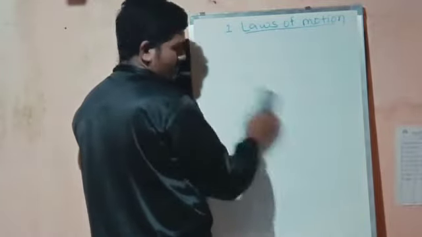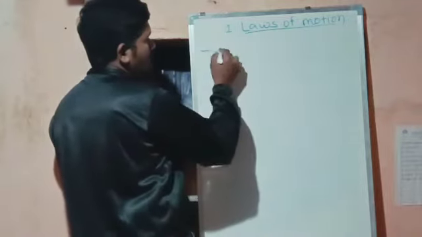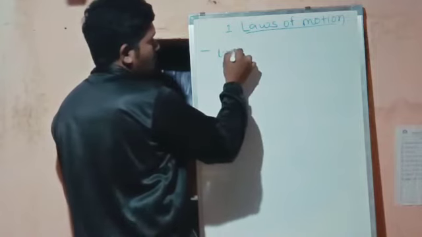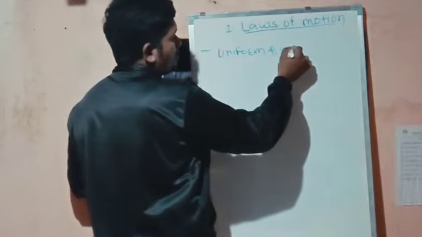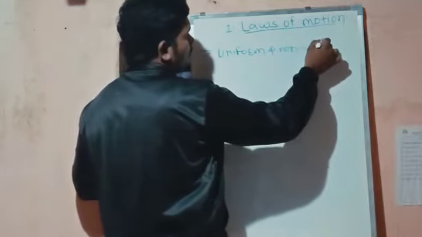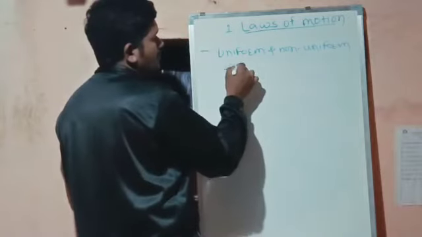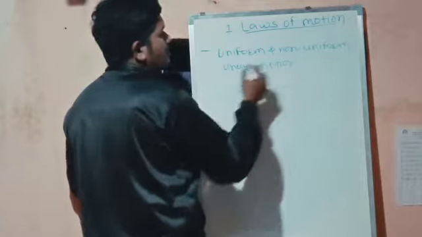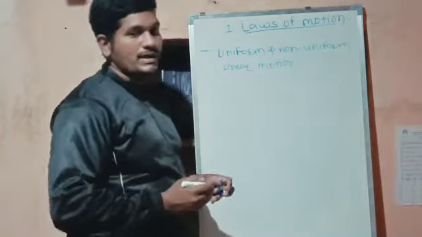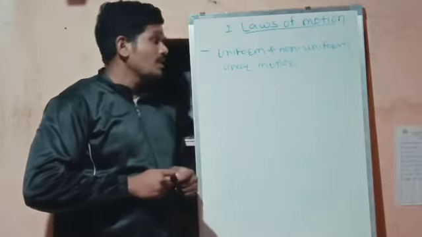Now we will understand the next part, that is uniform and non-uniform linear motion. So these are the two important factors we have to understand, that is uniform and non-uniform linear motion.